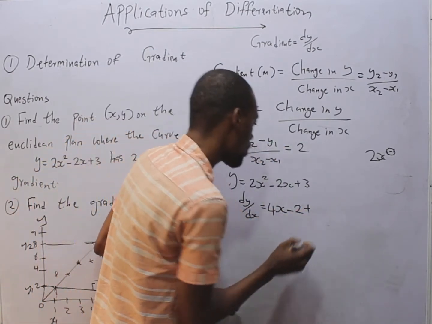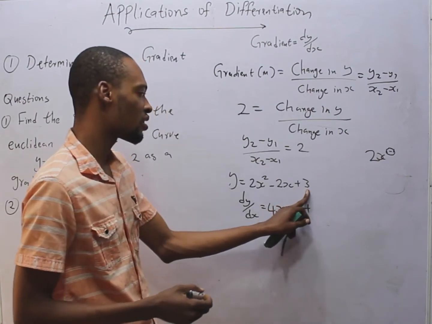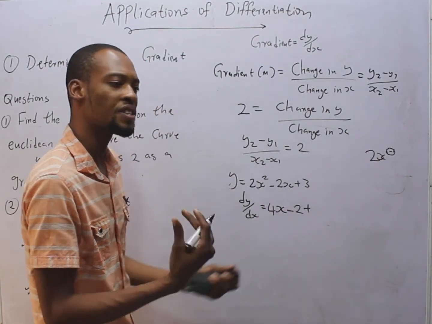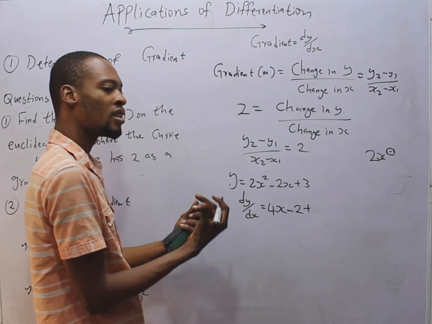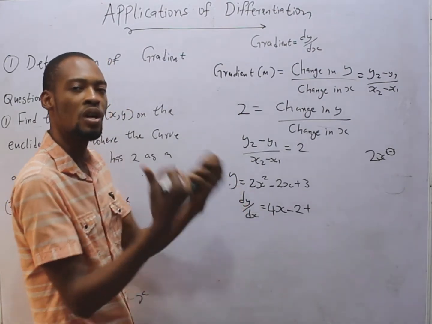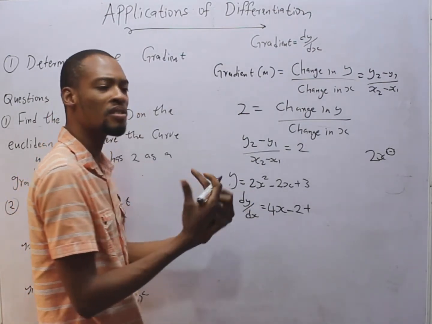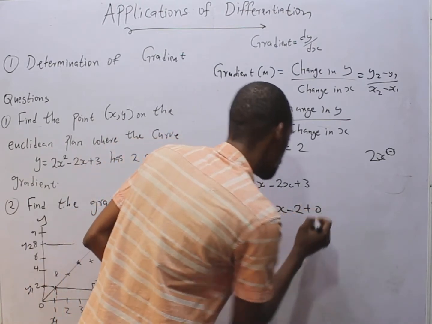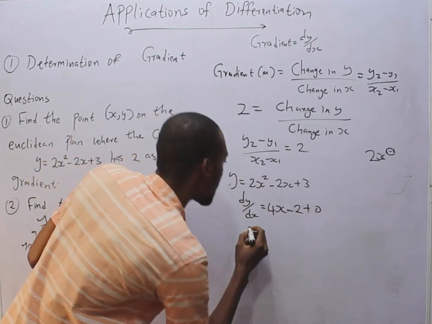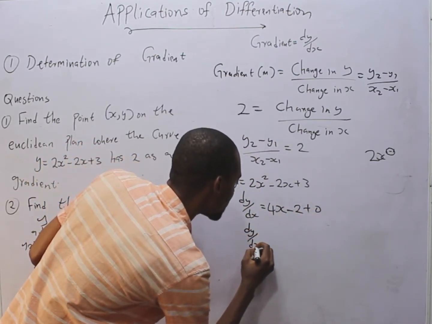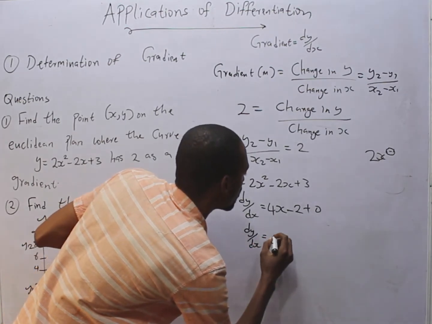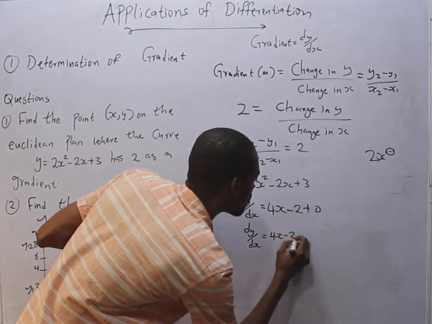Plus, what do you get when you differentiate 3? You get 0. When you differentiate a constant, you get 0. Differentiation of 100, you get 0. 1 million, 0. 20 million is 0. So this is plus 0. Rewriting, we have that dy over ds is equal to 4s minus 2.